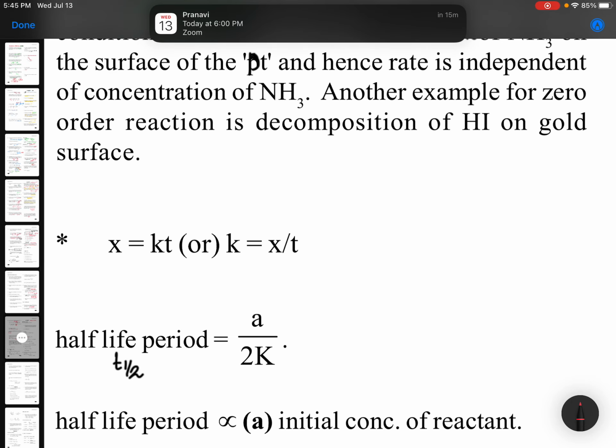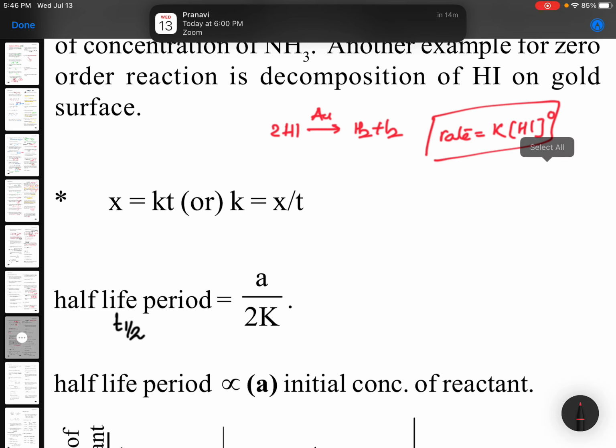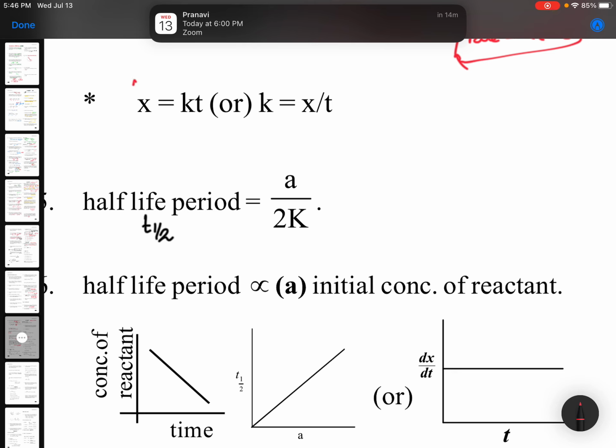Another example for zero order reaction is decomposition of HI on gold surface. 2HI gives H2 plus I2, on gold surface. Rate is equal to concentration of HI to the power 0. Like this you can write. And these expressions are very, very important. x is equal to Kt. x is concentration at t time, K is rate constant, t is time. Or K is equal to x by t.